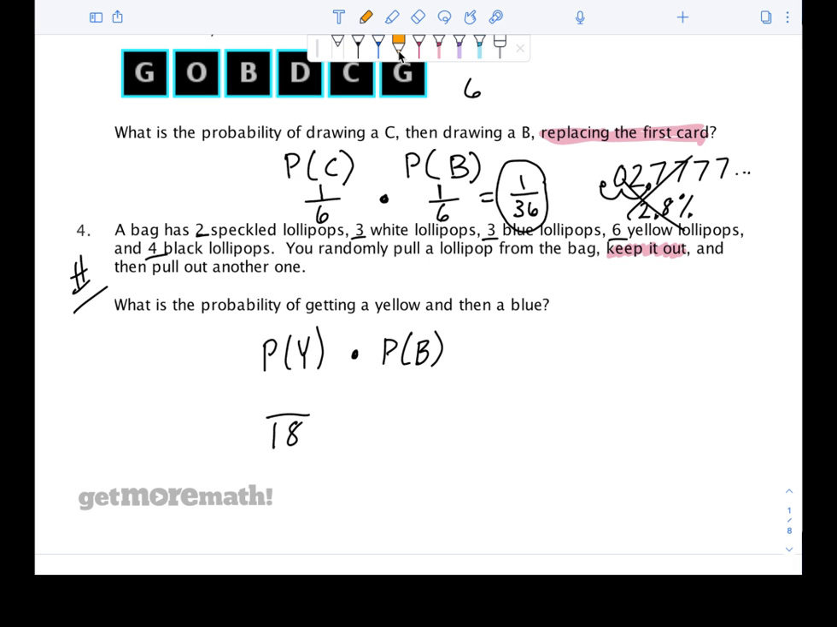So over here, I see in the yellow, there's 6 of them. So it's going to be 6 out of 18. All right, now at this point, you have to look at this. We keep that one out. So we had 6 yellow lollipops. Now we only have 5. Not only that, we had 18 lollipops. Now we only have 17.